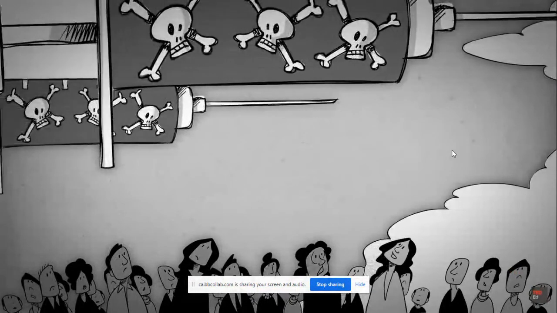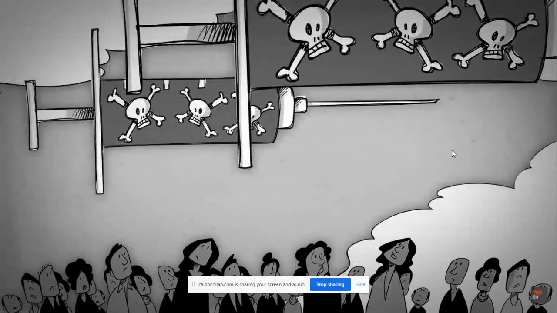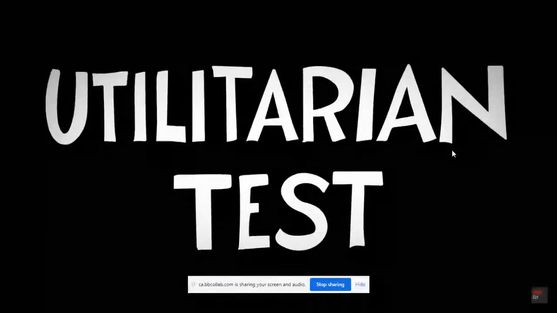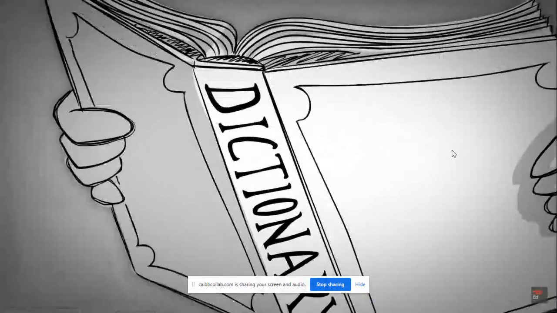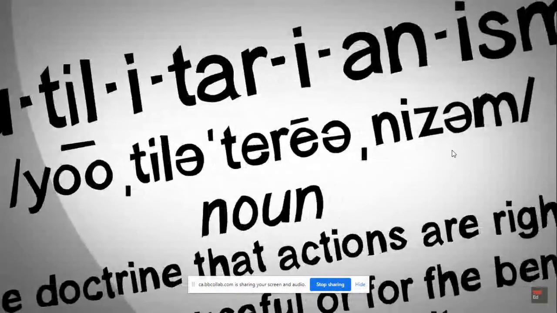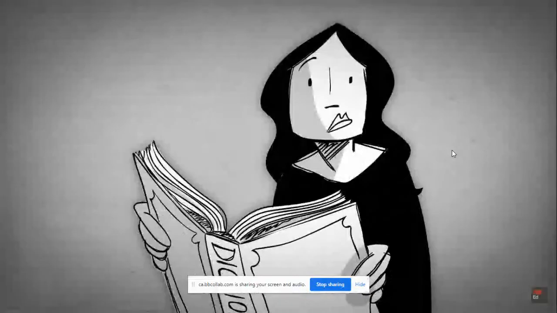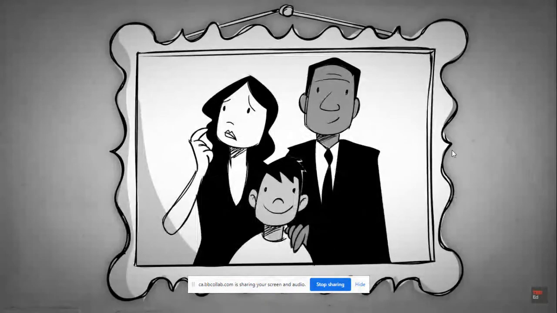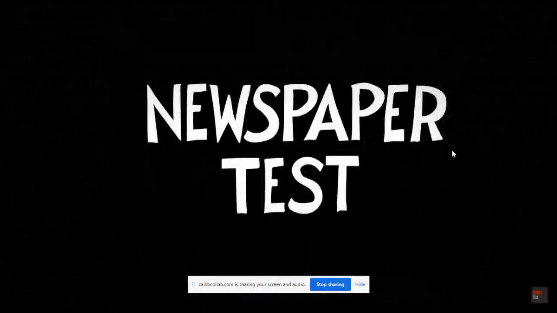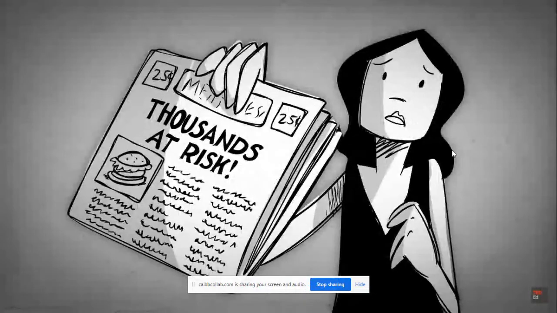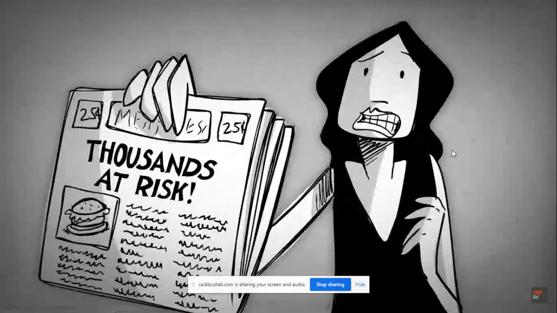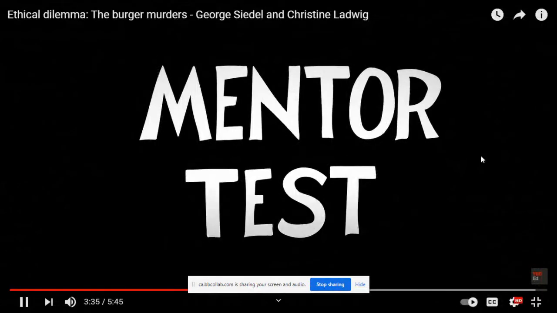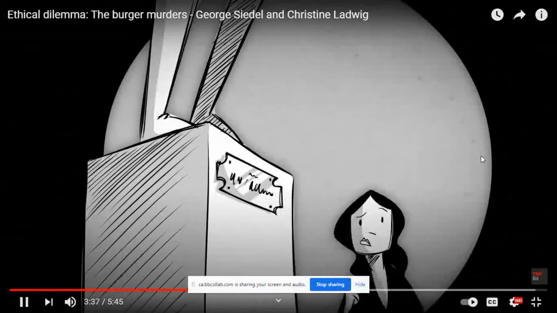To make this decision, you could consider these tests. First is the utilitarian test. Utilitarianism is a philosophy concerned with maximizing the greatest amount of good for the greatest number of people. What would be the impact of each option on these terms? Second is the family test. How would you feel explaining your decision to your family? Third is the newspaper test. How would you feel reading about it on the front page of the local newspaper? And finally, you could use the mentor test. If someone you admire were making this decision, what would they do?